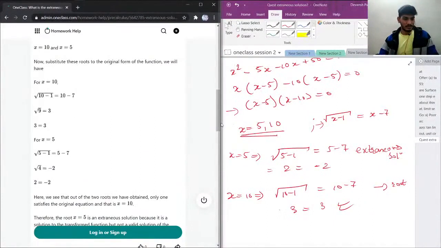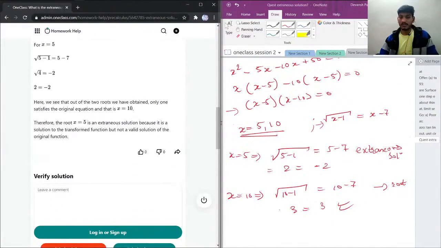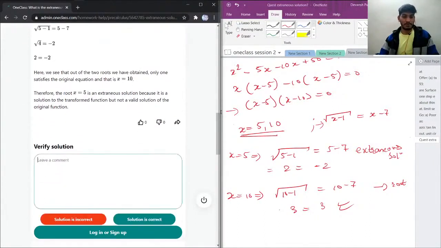Here 2 is not equal to negative 2. So we can see that out of two roots we obtained, only one satisfies the original equation, and that is x equals 10. Therefore, the root x equals 5 is an extraneous solution because it is a solution to the transformed function, but not a valid solution to the original function.